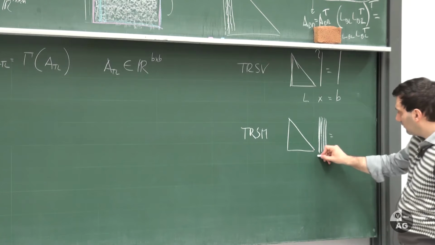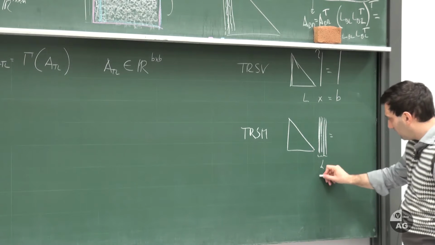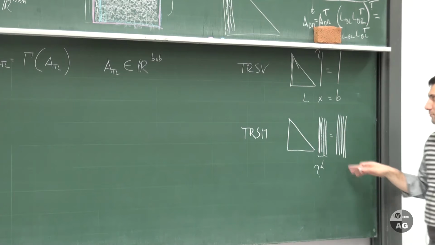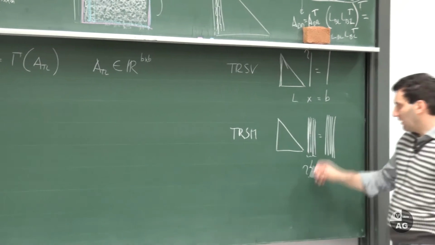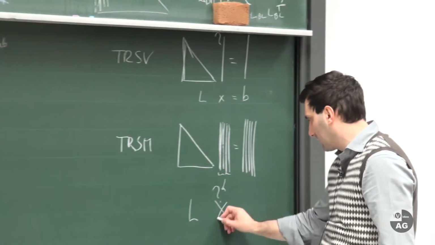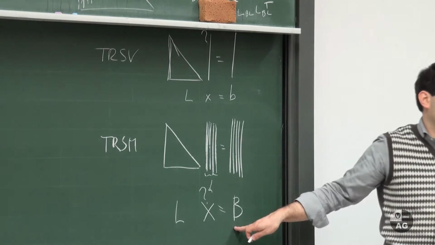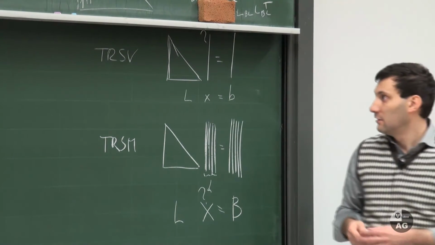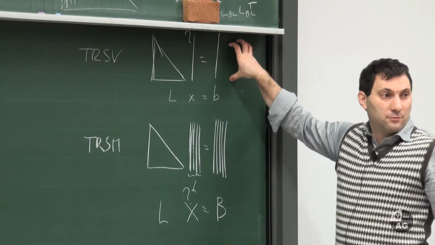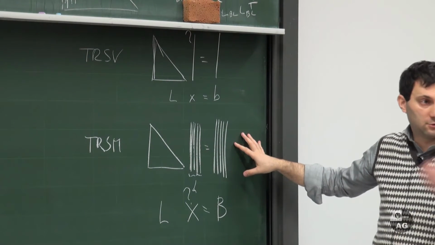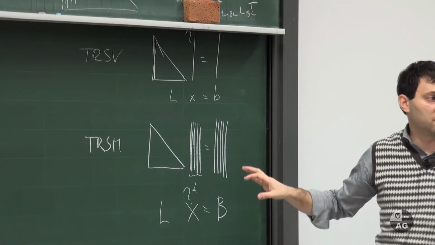So this is now my question mark, and here I have my b's. So now I'm solving Lx equals b. X and b now are matrices, a collection of vectors. This thing here belongs to level 2, this thing here is level 3. And I told you already, level 3 is much better for performance.